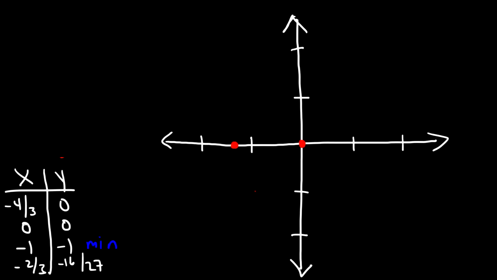And then we have the point -1, -1, and then -2/3, which is like -0.67, and -16/27, which is somewhere below -0.5. So we could say about here. So those are the 4 points. They're pretty close to each other. Now, -1 is the minimum, so we're going to have this type of shape.